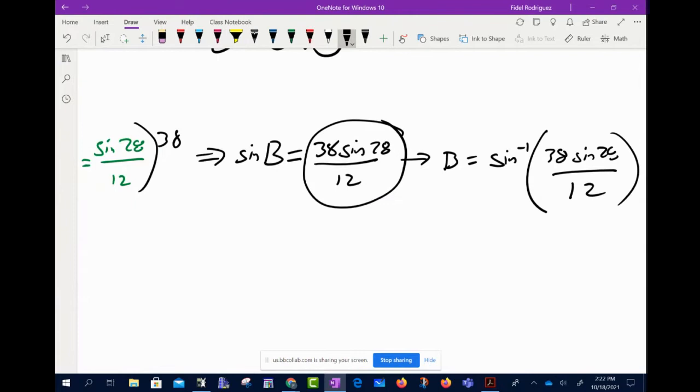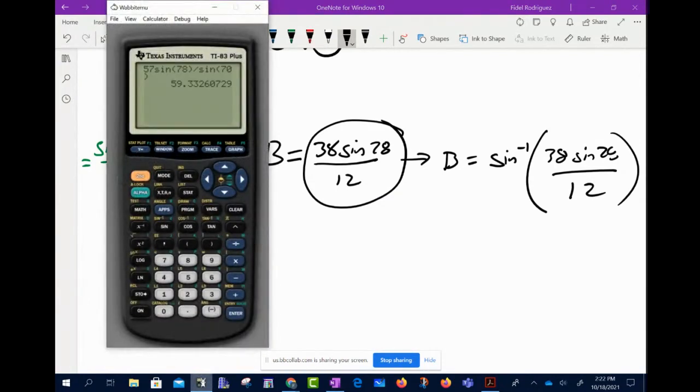So let me show you how I'm going to do this on my calculator. First thing I'm going to do, pull my calculator up. There it is, turn it on. Okay, I want to make sure I'm still in degree mode. Yeah, we are. Okay, let's clear that. First thing I'm going to do, y'all, I'm going to go second, sine inverse, and I'm going to type in exactly what I have in my parentheses. So 38 sine of 28 degrees divided by the number 12.